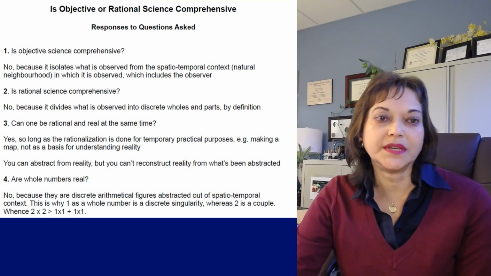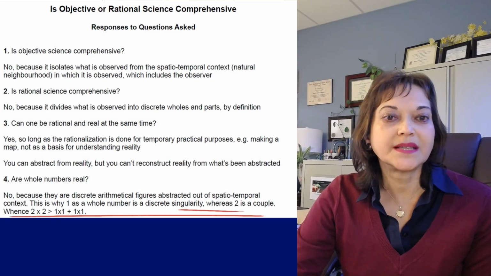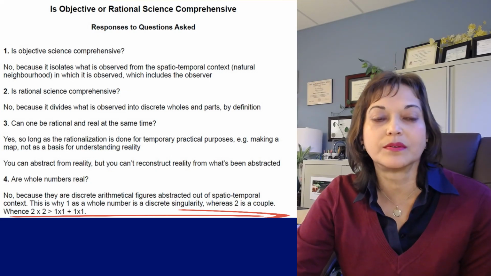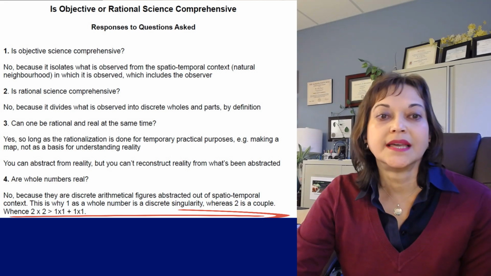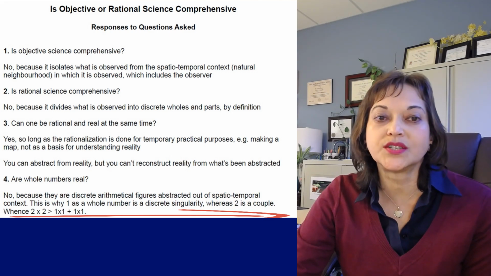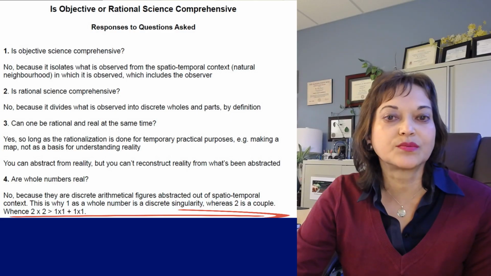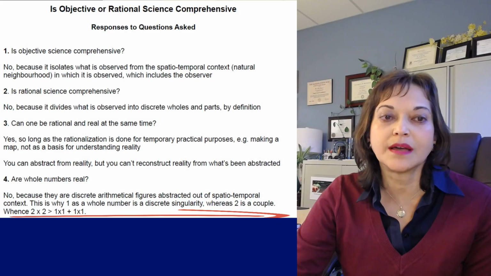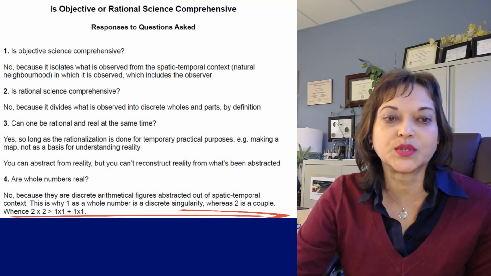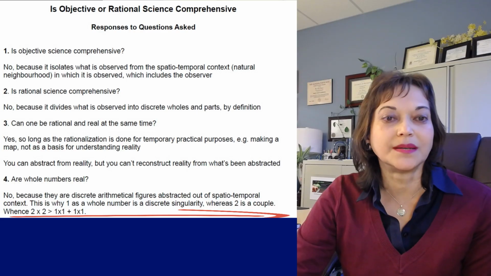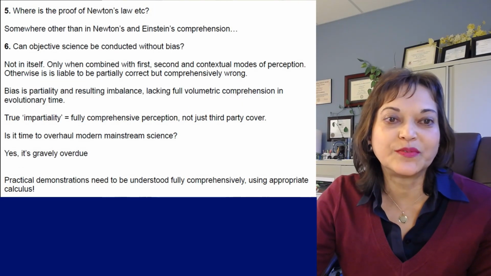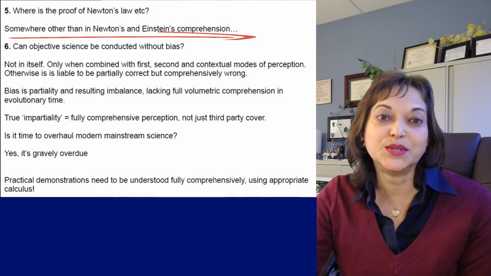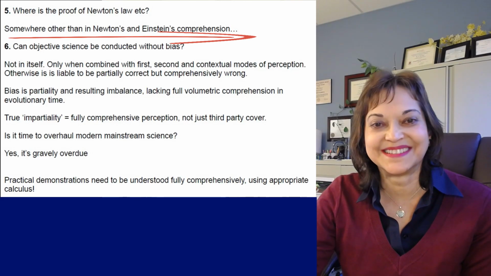Are whole numbers real? Alan: no, because they are discrete arithmetical figures abstracted out of spatiotemporal context. This is why the number 1 as a WHOLE number is a discrete singularity, whereas 2 is a couple. Whence 2 times 2 is greater than 1 times 1 plus 1 times 1. Where is the proof of Newton's law, etc.? Alan: somewhere other than in Newton's and Einstein's comprehension.